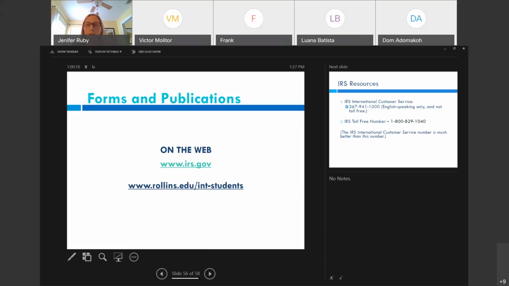They are fillable PDFs. So you should always use the fillable PDF so that there's no question about your handwriting. And then you do have to print that form and sign it. So you can't just do, as I said, the e-file. You have to fill out the fillable PDF and then mail it.